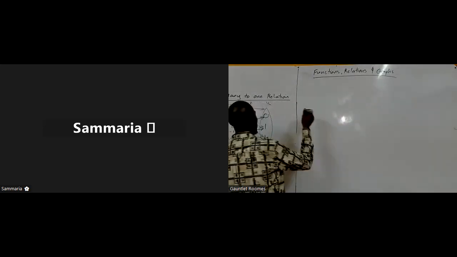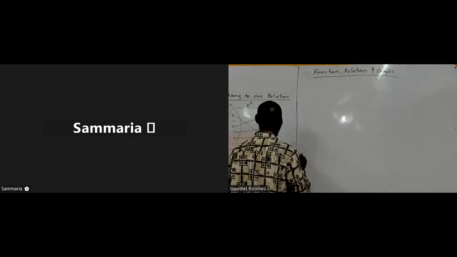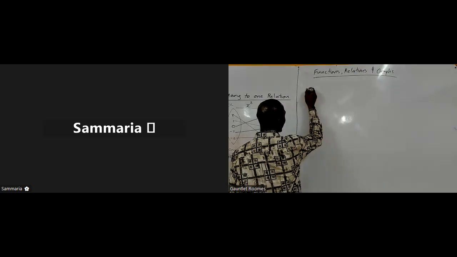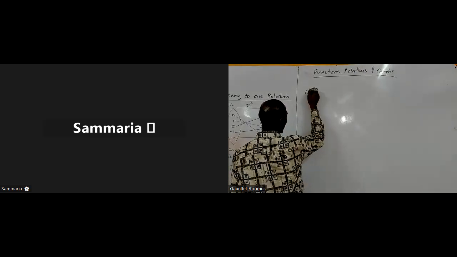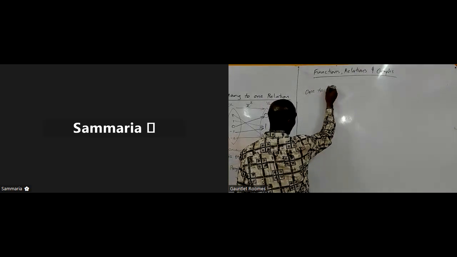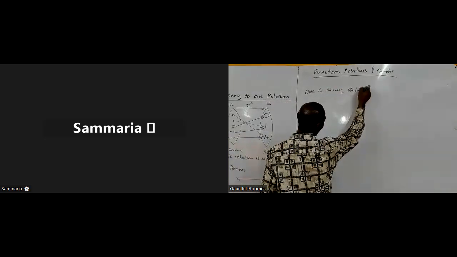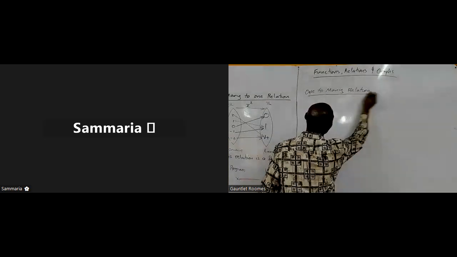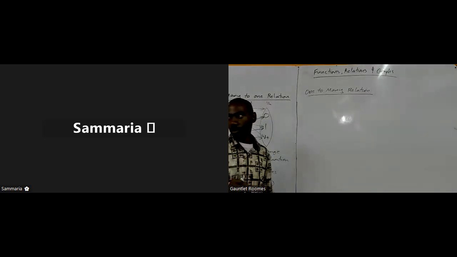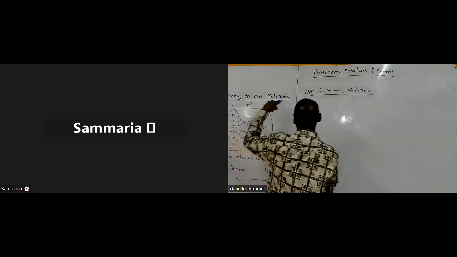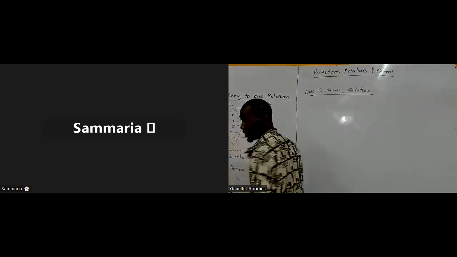All right, so the next relation we're going to look at is what we call a one-to-many relation. So that's one-to-many we're going to look at now. So just look at many to one, so we're going to look at one-to-many.